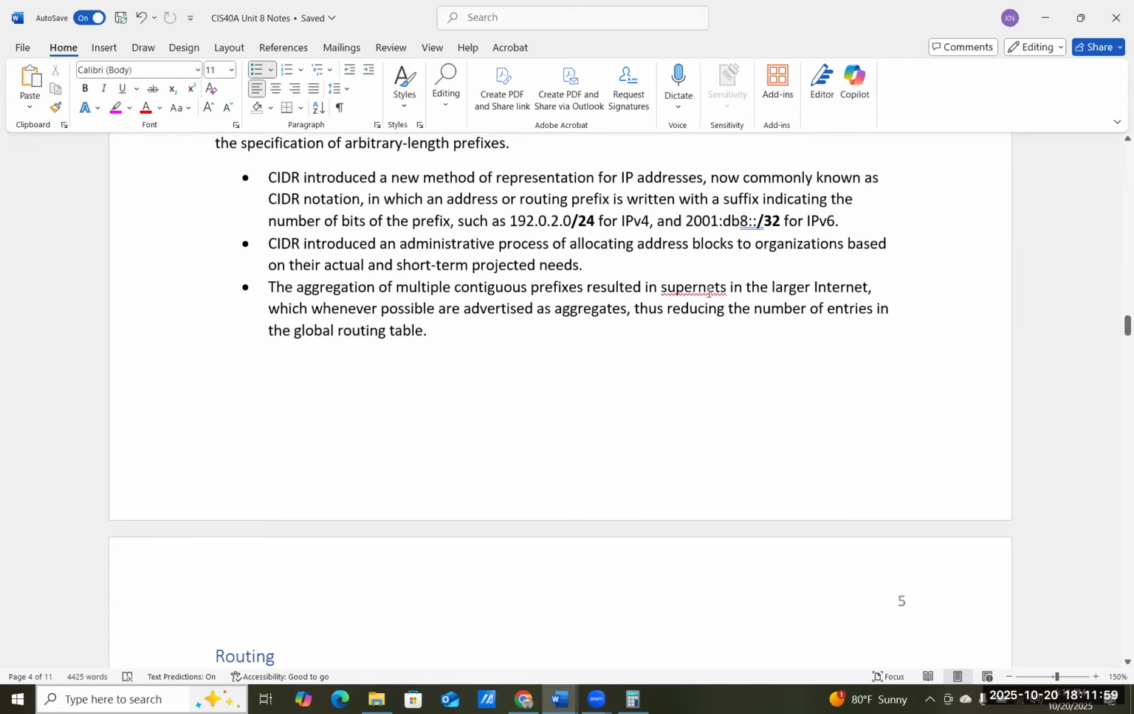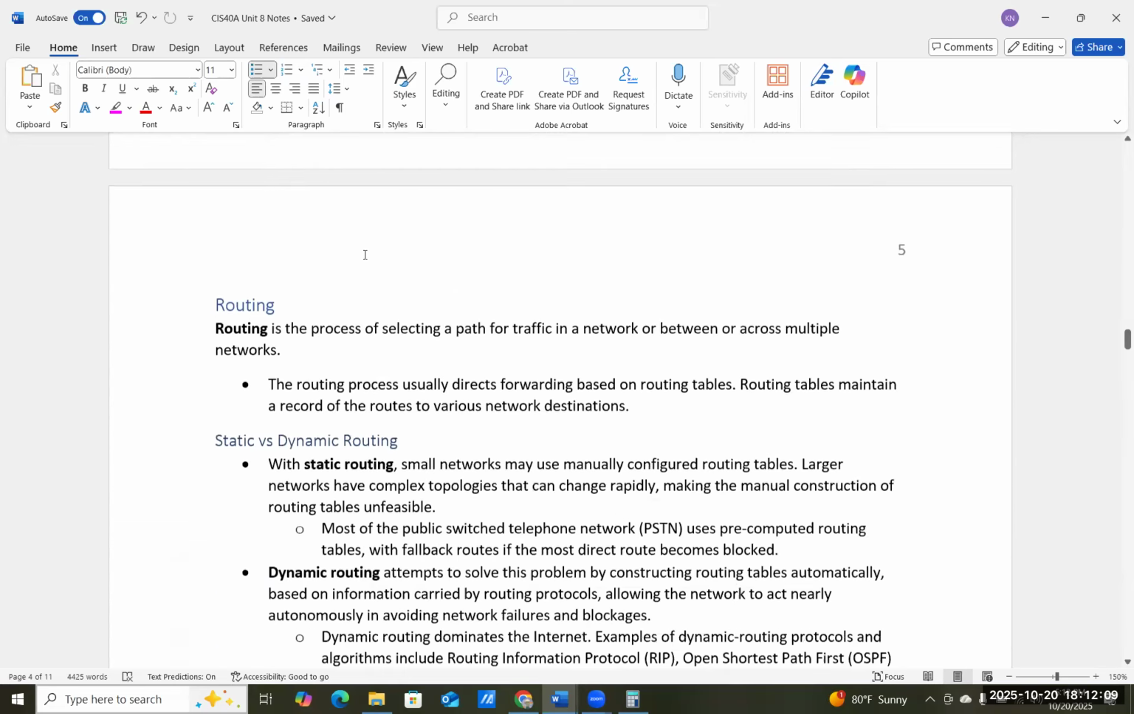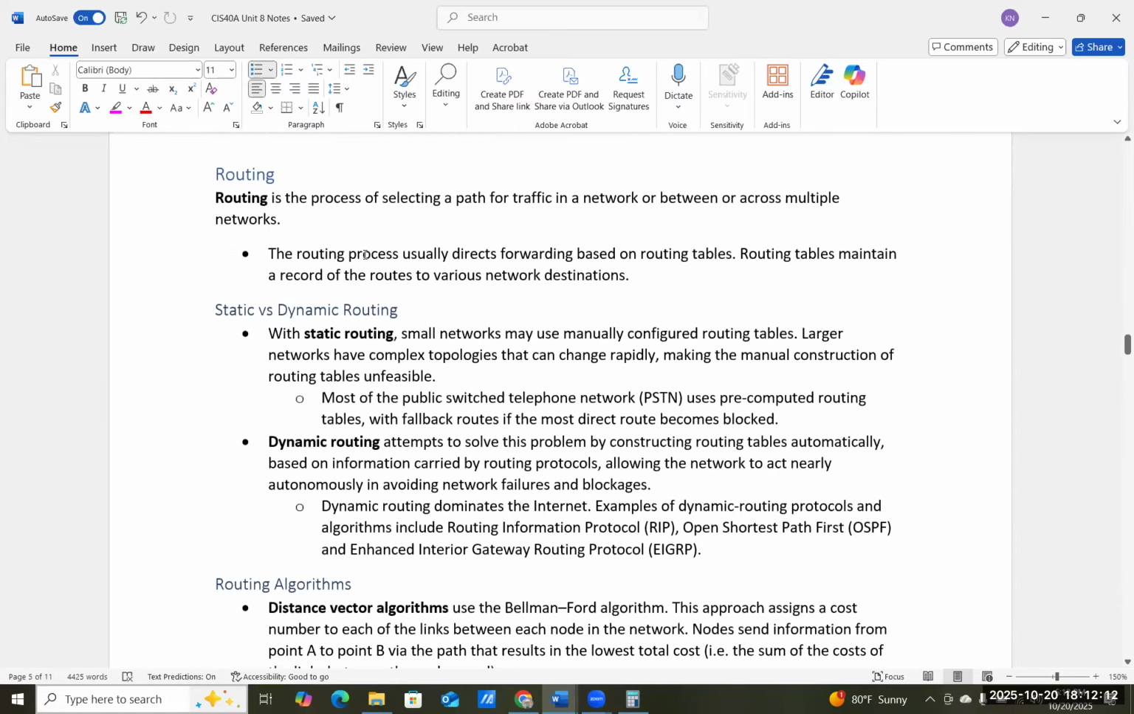So it talks about how this is used to aggregate what you see as prefixes for interconnected networks, which is what we see as the internet. Okay. And then it touches on routing. So we're going to have one unit that focuses specifically on routing, and this is the intro, and I wanted to talk a little bit about it.